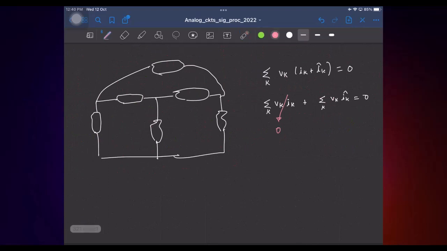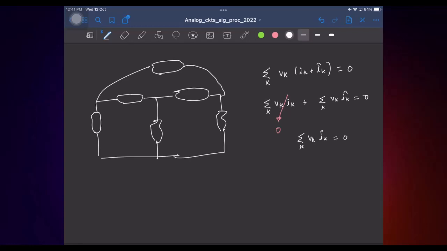So what do we get? Summation Vk Ik hat equals 0. So what does this mean? I have two networks just having the same graph. That's all. I take the branch voltage in the first network, multiply it with the corresponding branch current in the other network, and I do it for all the branches, and that is still 0.